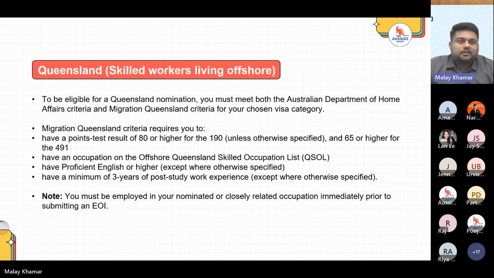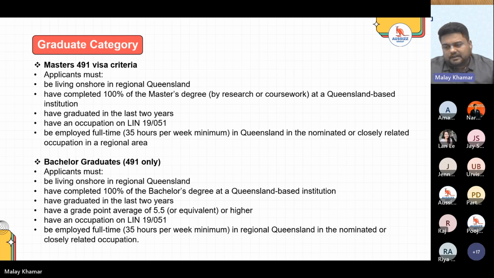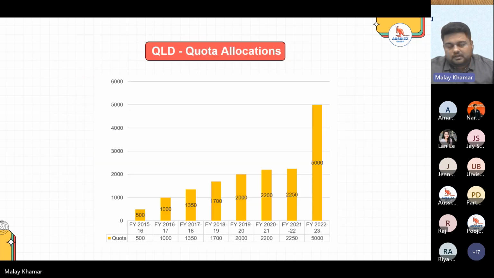But yes, if you are living here in Queensland and looking to apply for the state nomination while living here, that's definitely a very good chance. I would like to give some more statistics for the Queensland nomination. For the current financial year, the total quota was 5,000. Out of the 5,000, 3,000 quotas were for the 190, where Queensland has given invites to around 2,500 applicants. So still 500 quota has been left.